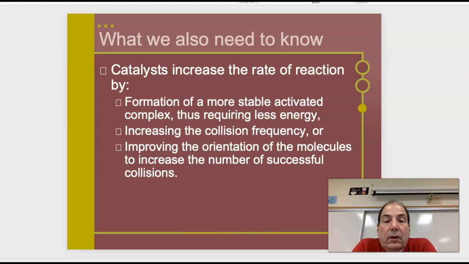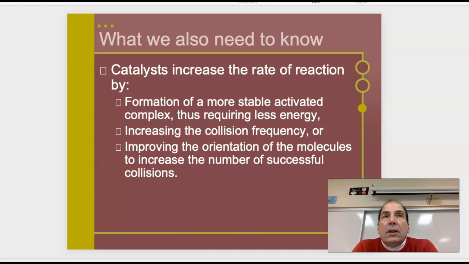So how do catalysts actually work? First of all, we've talked about the idea that they're going to form a more stable activated complex. We said it's going to have a lower energy, and lower energy means more stable. That means the reaction is going to require less energy to happen. But a catalyst might also work just by increasing the collision frequency.